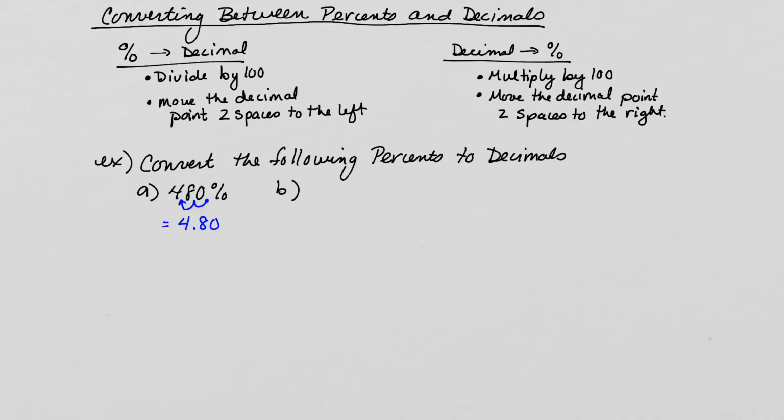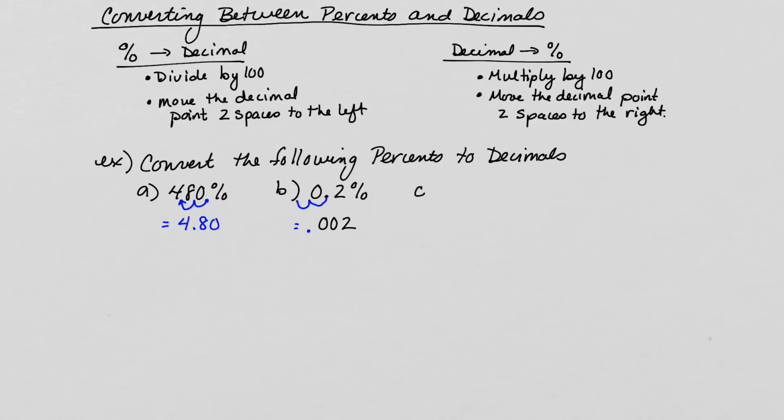Try it on another one. So if I had 0.2%. So here's the decimal point. We're going to go 1, 2 spaces, right? So I don't have anything in this space right here, so I have to put a 0. So I'm going to have 2 zeros now, and then that number 2.